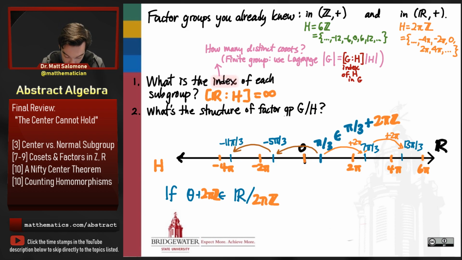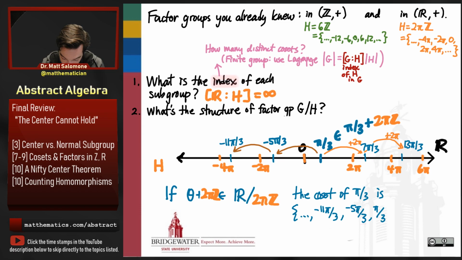So the coset of pi over 3 contains all of those angles: minus 11 pi over 3, minus 5 pi over 3, pi over 3, 7 pi over 3, 13 pi over 3, and so on and so on. So, my question to you is, what do all of those angles have in common?